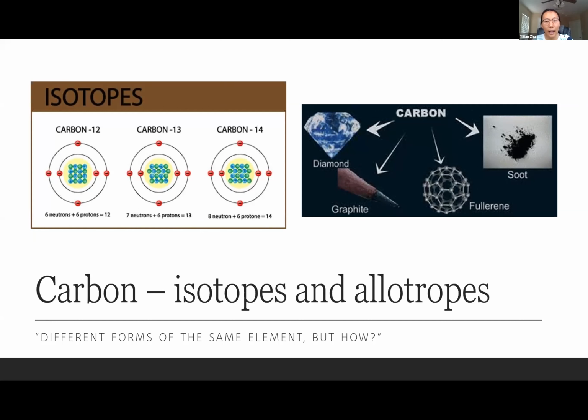On the other hand, carbon also has different allotropes, such as diamond, graphite, fullerenes, and soot. And they're all pure carbon. The only difference is how the carbon atoms are arranged that causes them to become different allotropes, different forms of the same element based on how atoms are arranged.